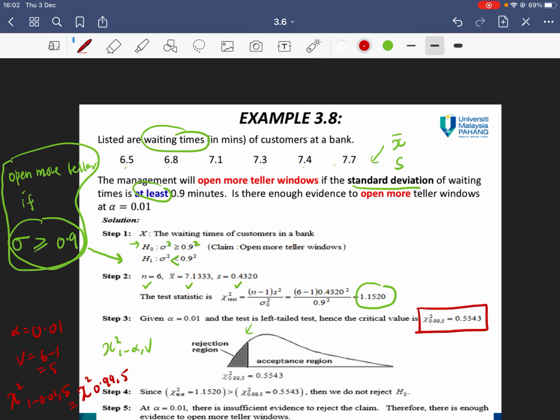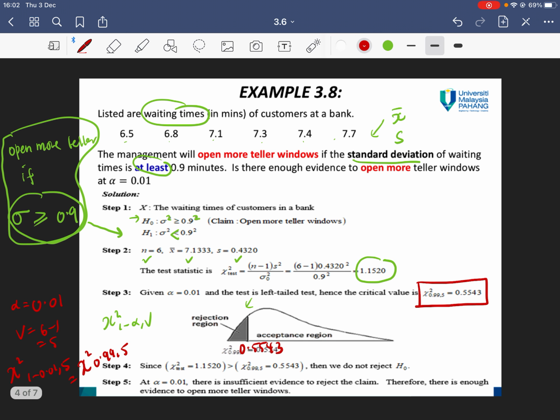Alpha 0.99 and the nu is 5, you will get 0.5543. So you put here 0.5543. Okay, so my chi-square test is 1.1520. So where is it located at? It is greater than 0.5543.